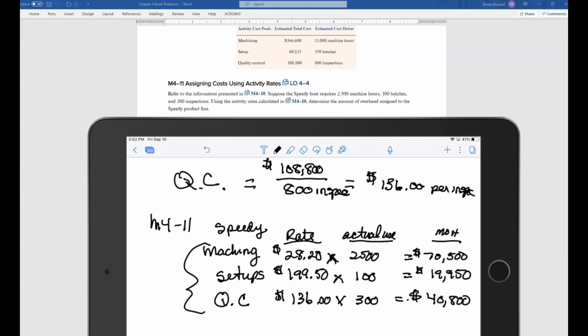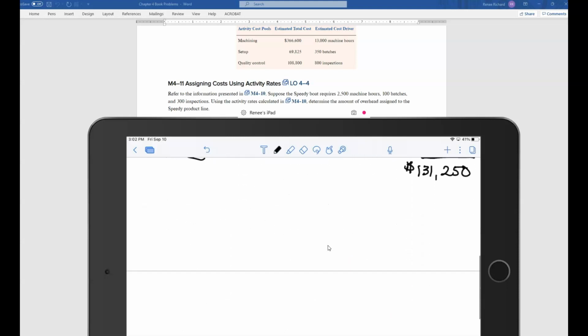So all of this together is MOH. This is what we assign. So if we add it all up, it adds up to $131,250. That's the total overhead assigned to Speedy. And to get total manufacturing costs, you would still have to add direct materials and direct labor. This is just the overhead. Okay, let's look at the next one.